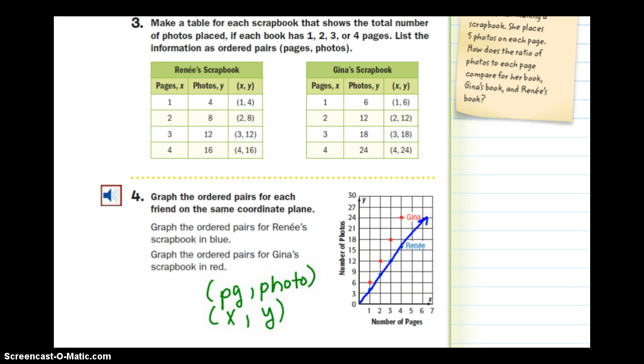Then for Gina, one page is 6, over 1, up 6. 2 pages 12, over 2, up 12. 3, over 3, up 18. 4, over 4, up 24. And again, I will connect the dots. And Gina's is steeper than Renee's.